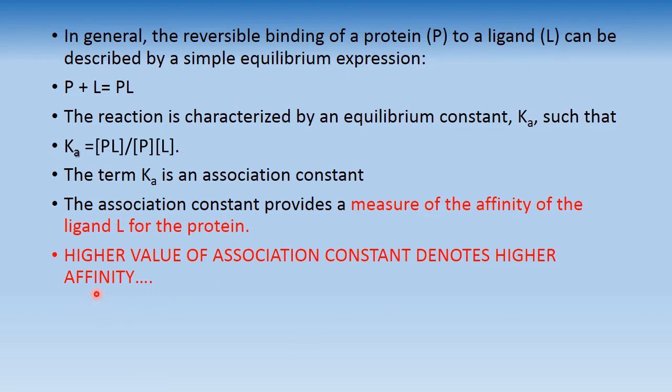You can see from the equation, Ka is equal to PL divided by P times L. It means that Ka is directly proportional to the concentration of protein that is bound to the ligand. If there is a higher concentration of this, it means that more protein is bound to the ligand, and more protein can be bound when the ligand has a higher affinity for the protein. So when this value is high, it usually indicates that the Ka value is also high, and therefore it indicates the higher affinity of the ligand for the protein.